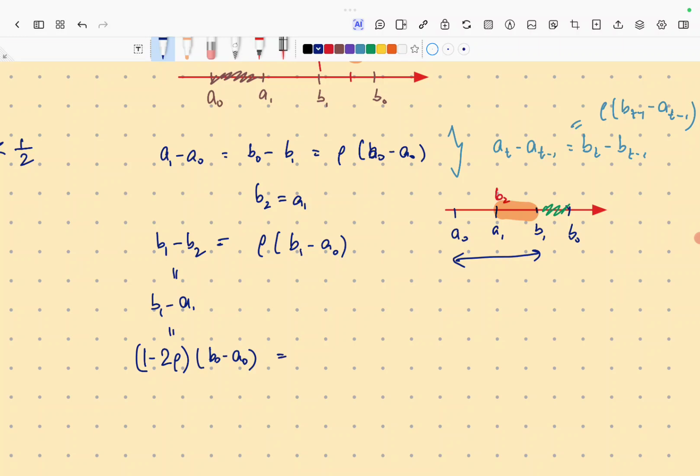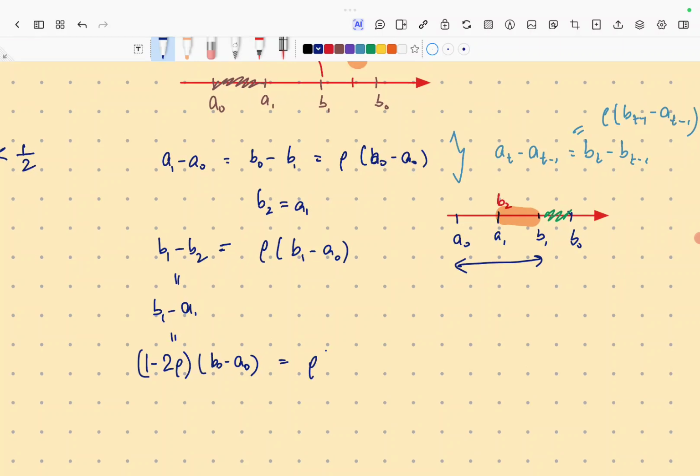What about the right hand side? What is rho times B1 minus A0? It is rho times 1 minus rho times B0 minus A0. Is that okay?